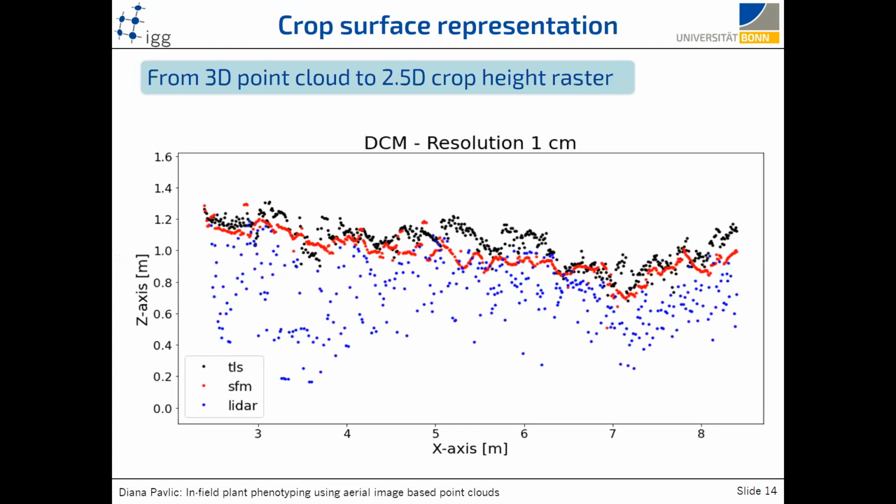Also interesting to see how the different sensors create different height representations. For example, we can see here how structure from motion underestimates the crop height a bit, which is somehow expected because of this reconstruction from 2D to 3D.